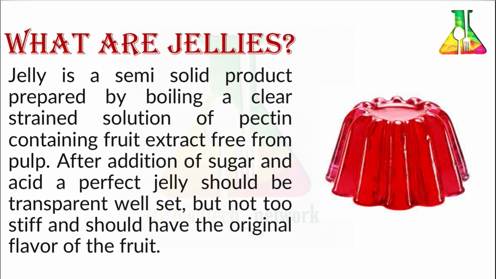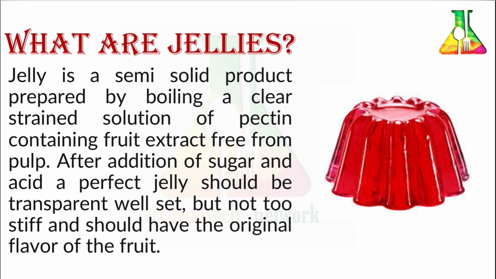On the basis of pectin, fruits are divided into four groups: those rich in pectin and acid, those rich in pectin but low in acid, those low in pectin but rich in acid, and those low in both pectin and acid. Fruits rich in both pectin and acid are apple, grapes, lemon, oranges, plum, and jamun.